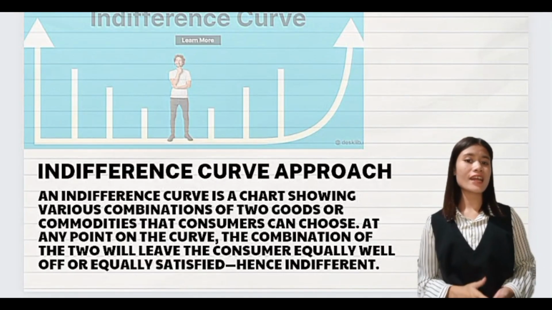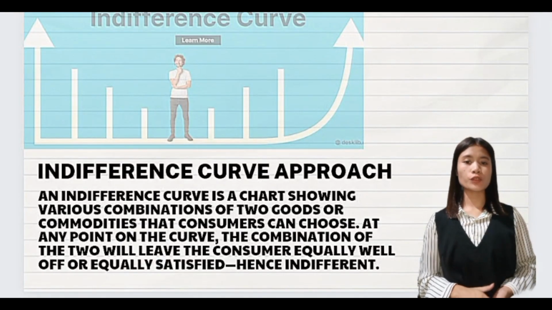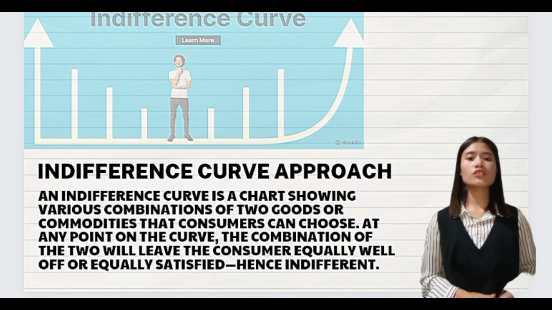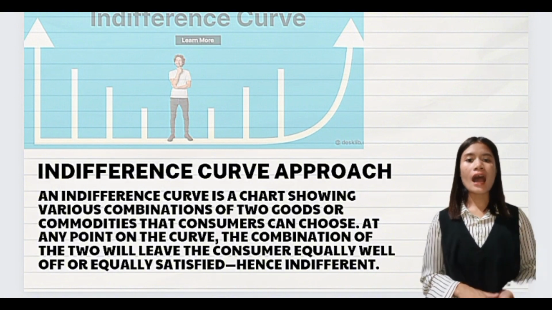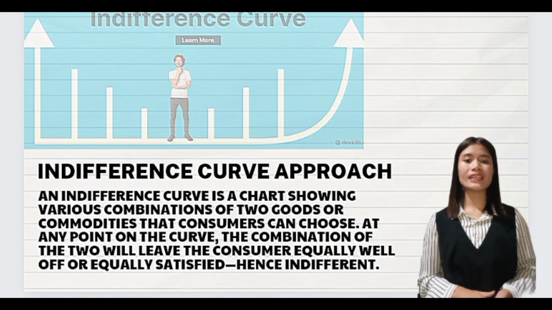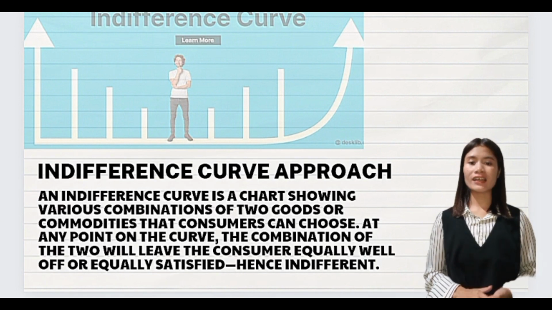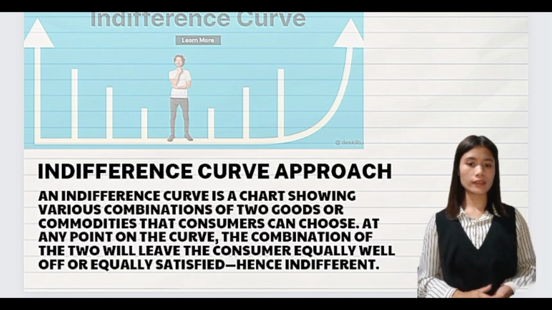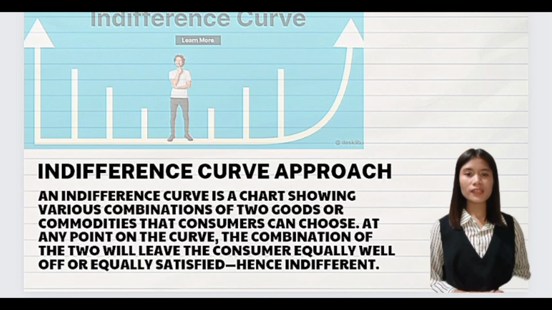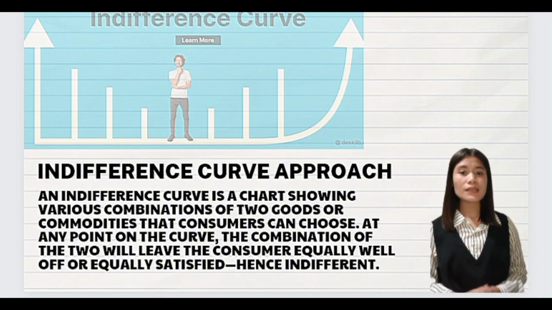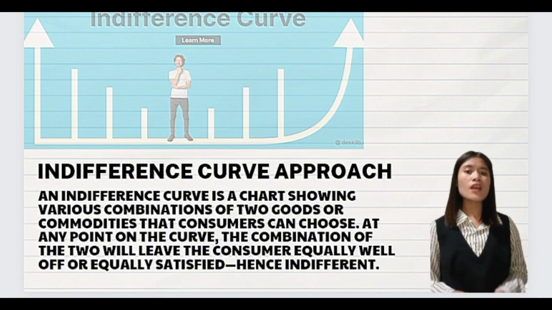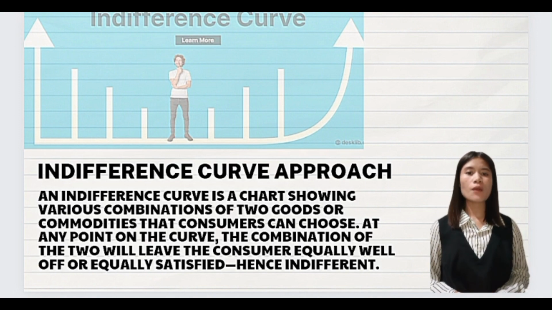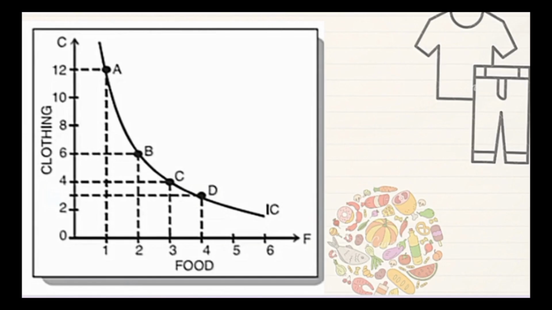Indifference curve is a chart showing various combinations of two goods or commodities that consumers can choose. At any point on the curve, the combination of the two will leave the consumer equally well off or equally satisfied, hence indifferent. Ito ay nagpapakita ng kombinasyon ng pagkonsumo sa dalawang bagay na makapagbibigay ng parehong antas ng kasiyahan o satisfaction sa isang tao. Or sa economics, ito ay tinatawag nating utility.